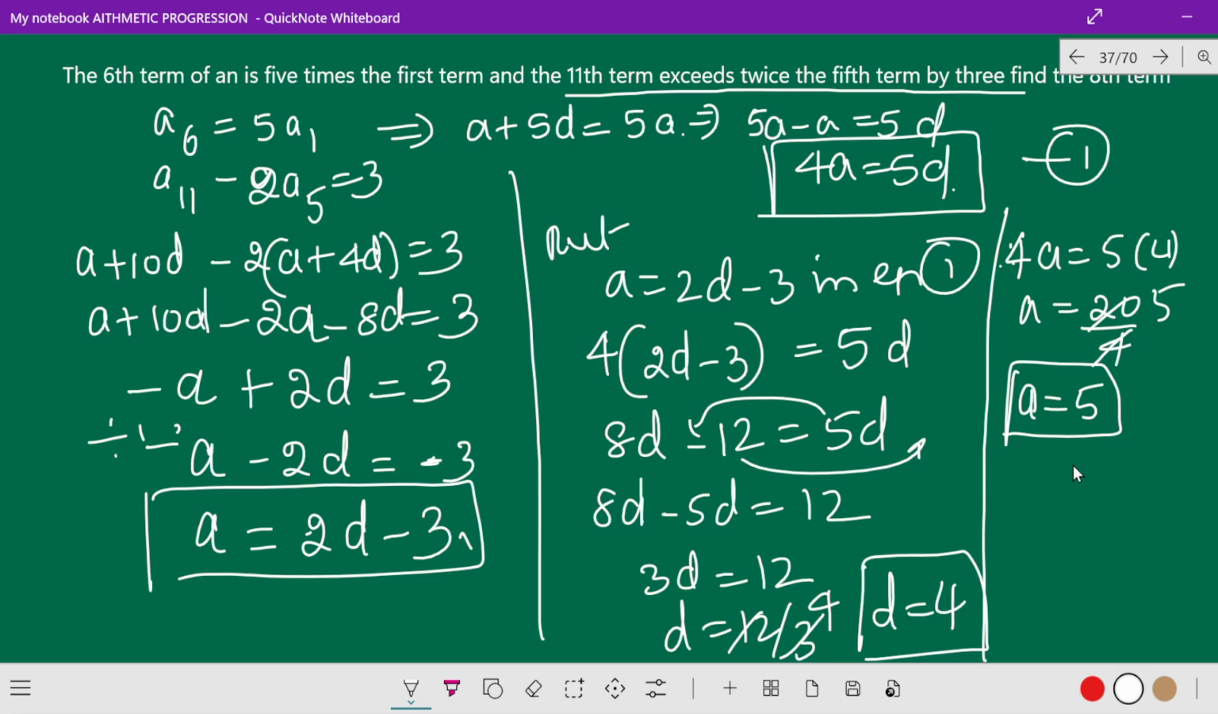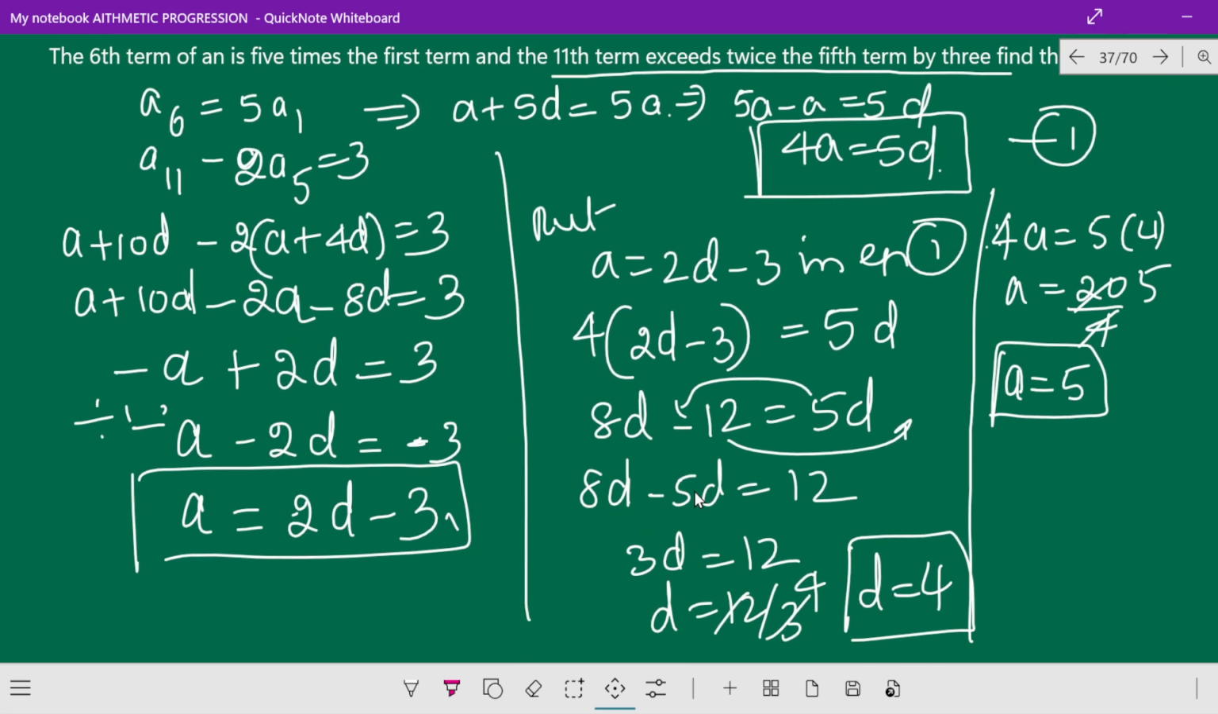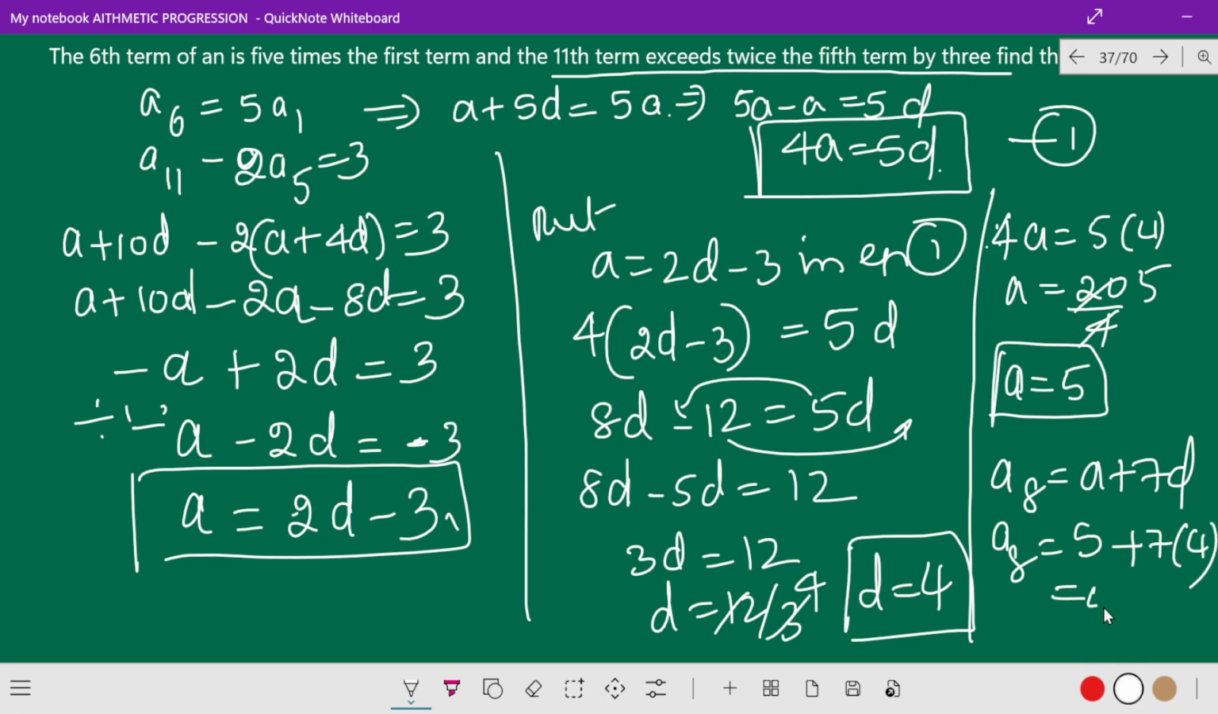Okay, we have got that A is equal to 5. Then find the eighth term. So the eighth term A8 is equal to A plus 7D. So A8 is equal to, the A value we got as 5, plus 7 into D, which is 4. The answer is 5 plus 28. So the answer of A8 is 33.